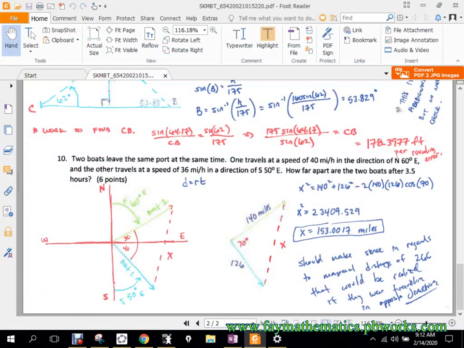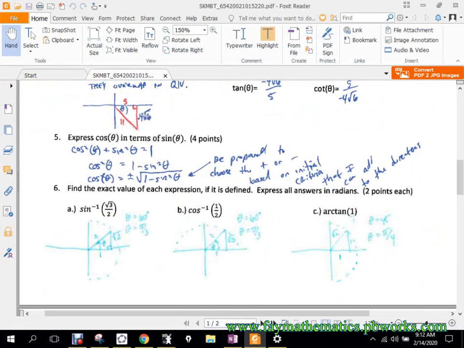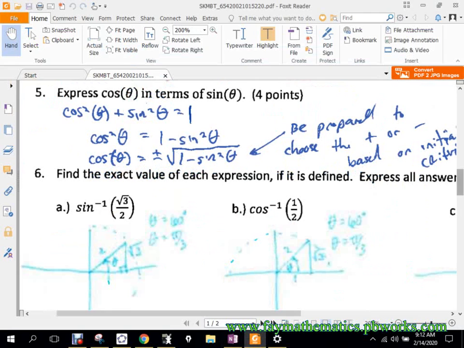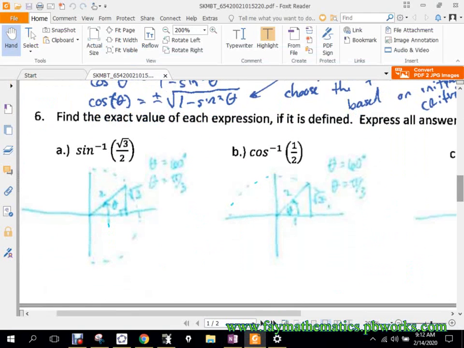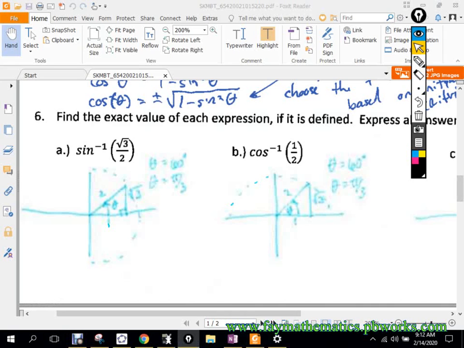About the key, these questions here. Says find the exact value. So here's the thing with your calculator, exact values are not likely, especially depending on the type of calculator you use.